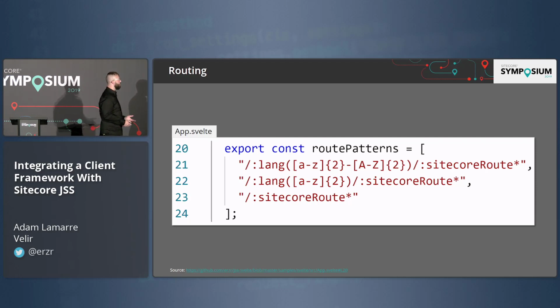It is useful if your routing library can handle those. I had to struggle to find one that did. I was doing it on my own for a while and parsing those out, but it was kind of messy. So basically, you just want a language variable and a Sitecore route from the URL.